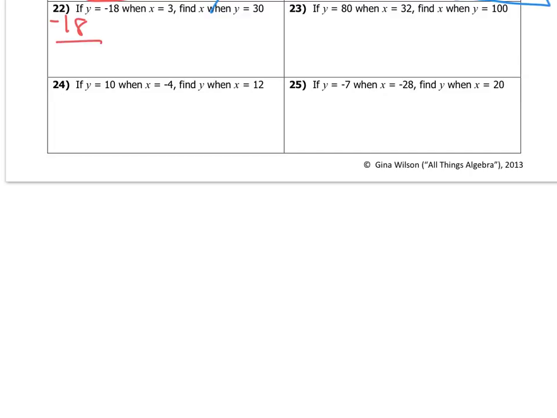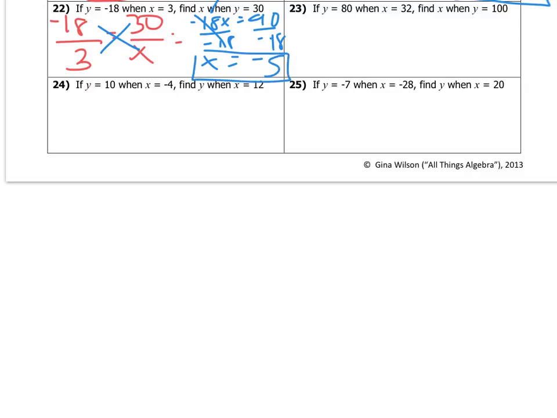Negative 18 over 3, which would give us a negative 6, equals 30 over x. And when I cross multiply, I get negative 18x equals 90. Divide both sides by negative 18, and I get x equals negative 5 for my answer. And if you think about it, if negative 18 divided by 3 is negative 6, then 30 divided by negative 5 is also a negative 6.